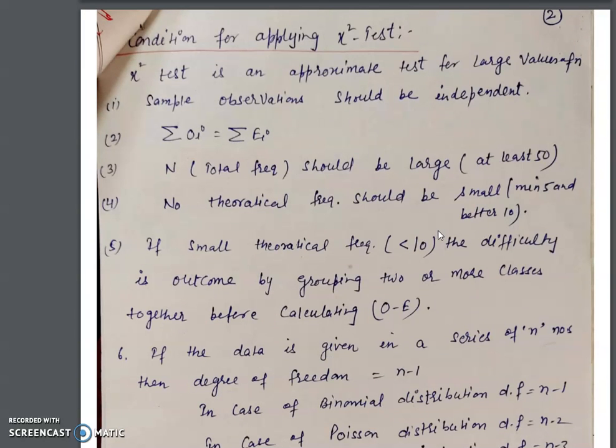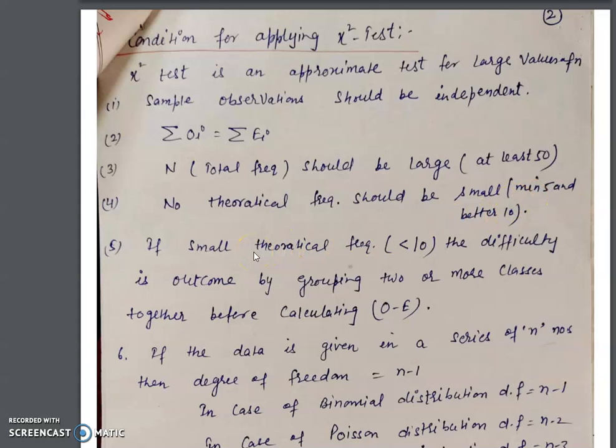Now, the conditions for applying the chi-square test. First condition is, when the value of n is very large, we can apply it, and sample observations should be independent. The value of sigma Oi equals sigma Ei, and the value of n should be large, at least 50. Then you can apply this test. Theoretical frequency in each class should not be small, minimum 5 or better 10.